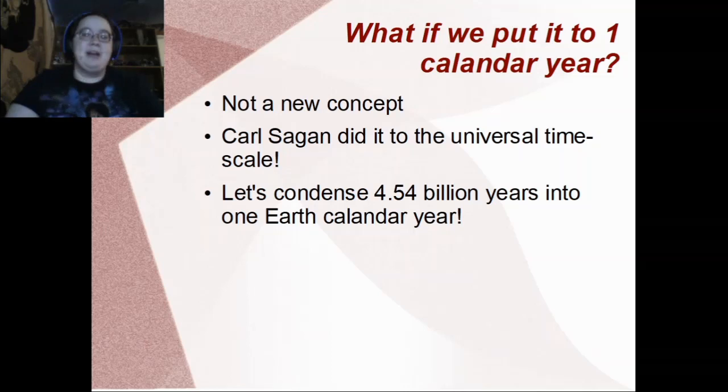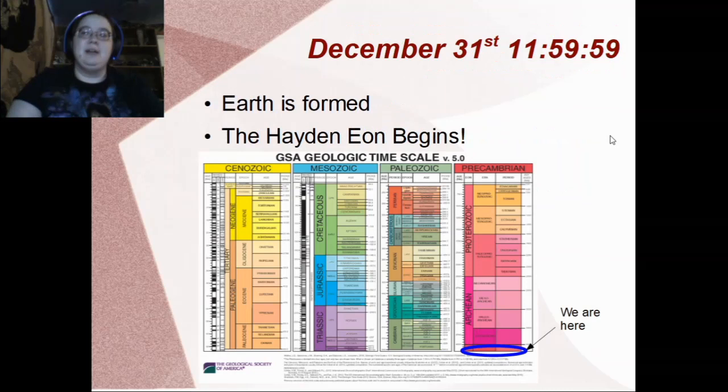Let's start out at December 31st, 11 hours, 59 minutes and 59 seconds. The very second that the year begins. So Earth is formed, and this is the Hadean Eon. So we are at the very, very beginning of Earth. It's all the way down there. That is where we are. There's not a lot from the Hadean Eon. We really don't have a lot.